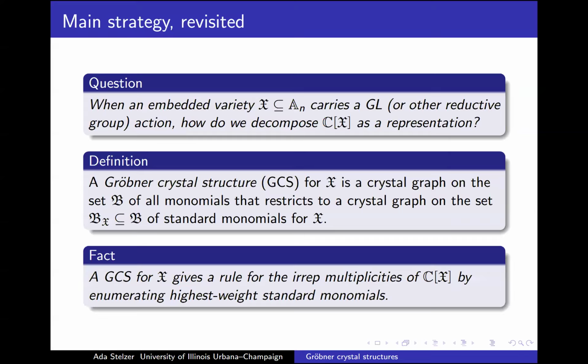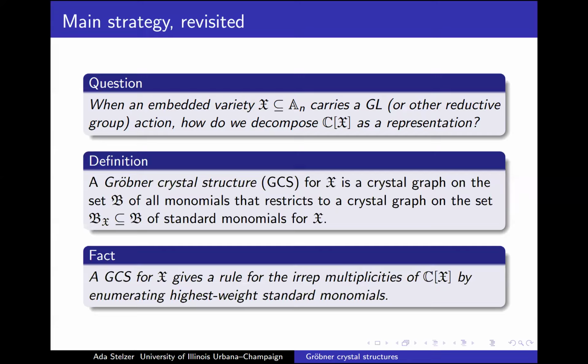This is the main definition that I introduced with Abby and Alex in our papers. We say a Gröbner crystal structure for X is a crystal graph on the set of all monomials for the affine space that X is embedded into, such that when you restrict the crystal graph to just the set of standard monomials for our variety, it still forms a crystal graph. In other words, no edges of the crystal graph connect standard monomials and non-standard monomials.